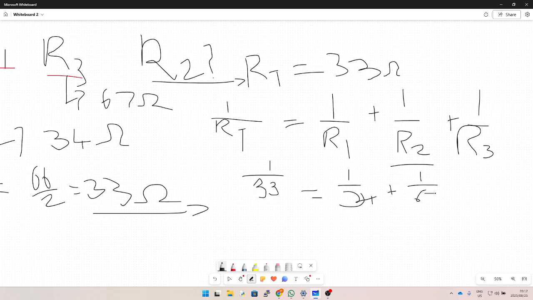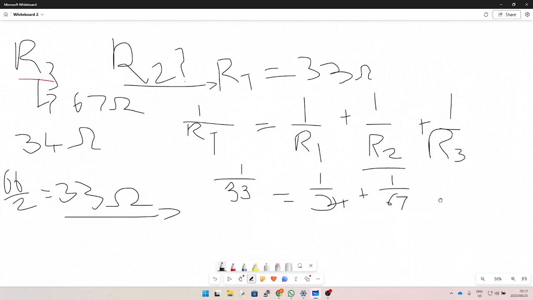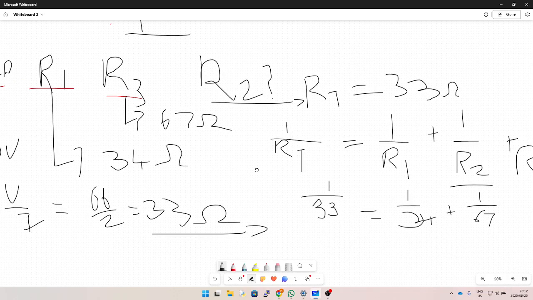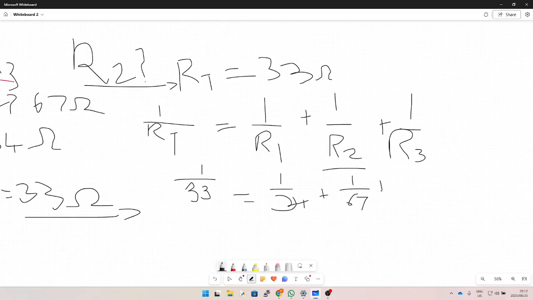Is it 1 over 33 equals 1 over whatever the value is of R1 plus 1 over X plus whatever the value of R3 is? Okay, so you're on the right track, but just don't use X because it's easier to put R. Well, it's not easier, but it makes more sense to put R2.